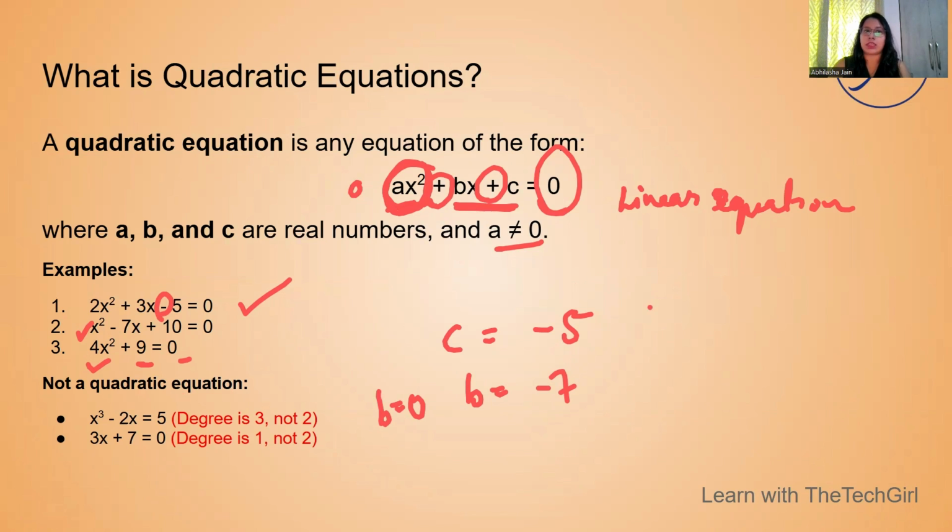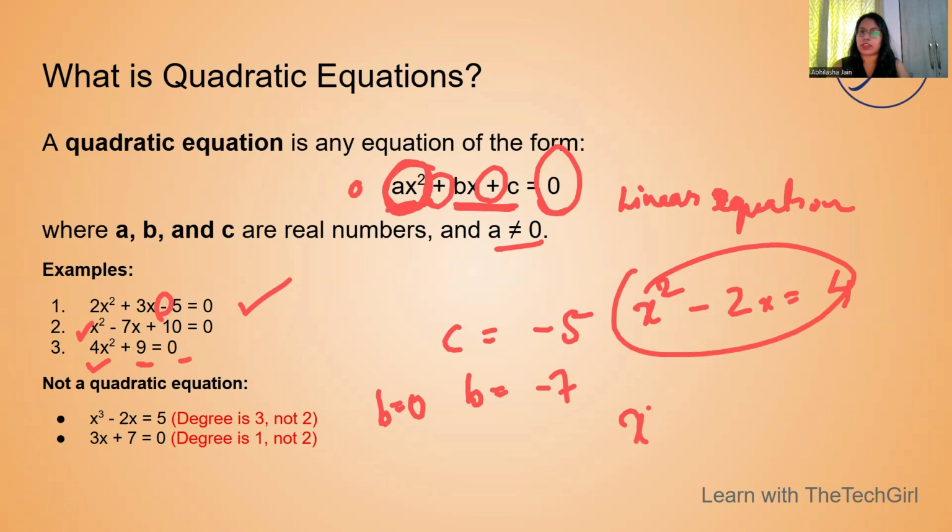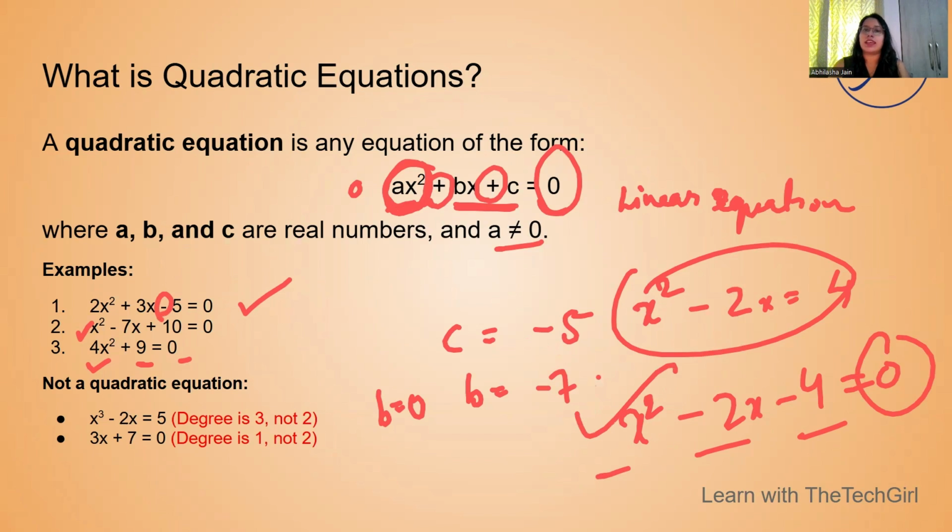So let's say you have an equation written in the form x squared minus 2x is equal to 4. Is this a quadratic equation? Yes, it is. Why? You can write it like this. Correct? So your b is negative 2, c is negative 4, and a is 1. And the RHS is 0, and the highest degree of this equation is 2. So this is your quadratic equation.